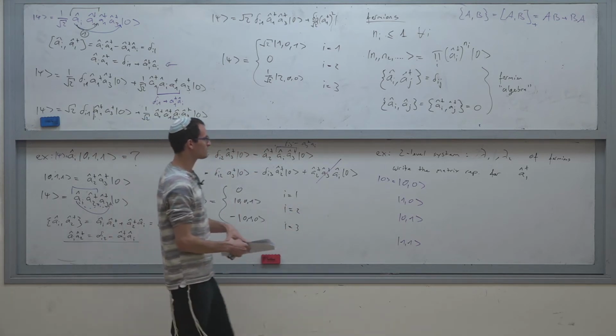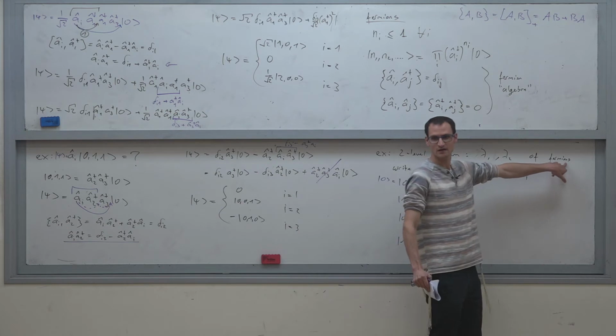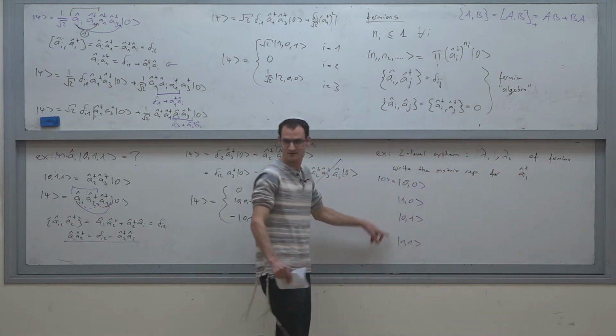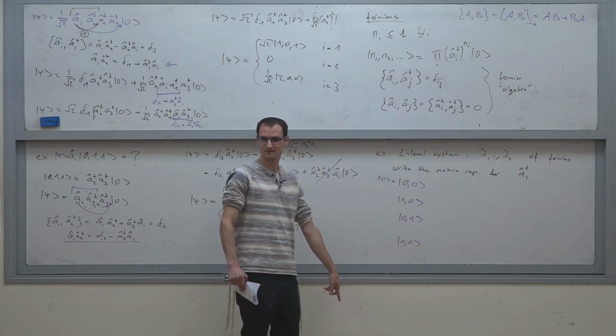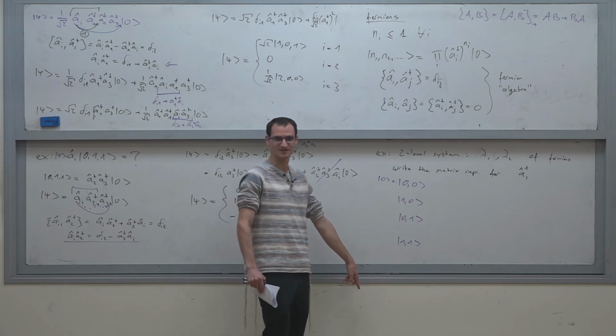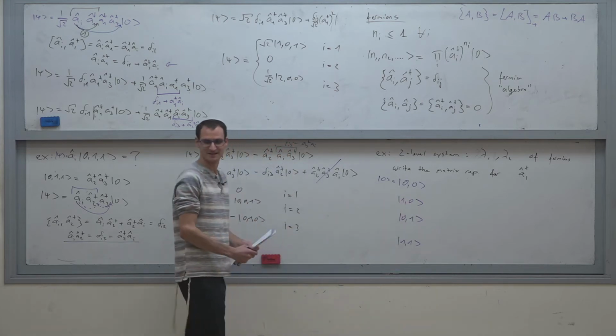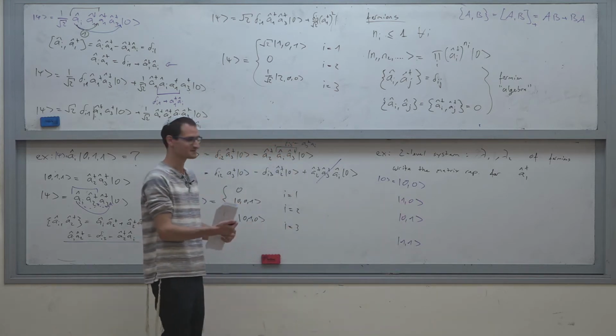This is why, by the way, we're writing the matrix for fermions, because in the case of bosons, you can have an infinite amount of particles per state. So your matrix will be quite large. That's why we're not going to write matrices for bosons.